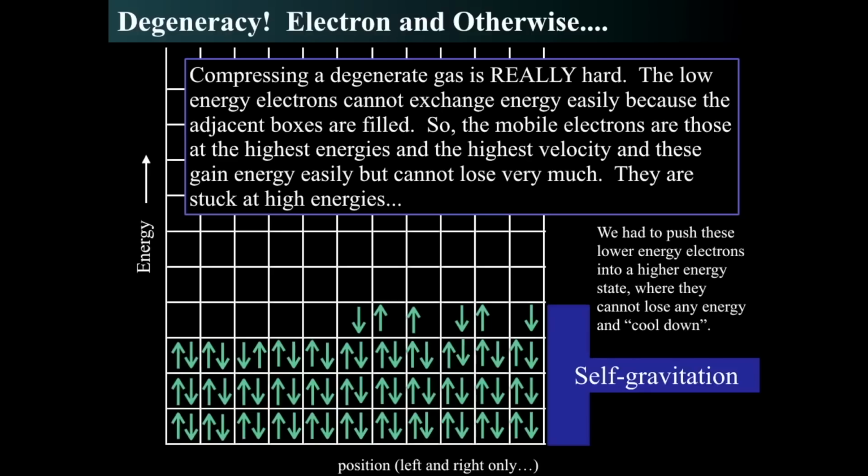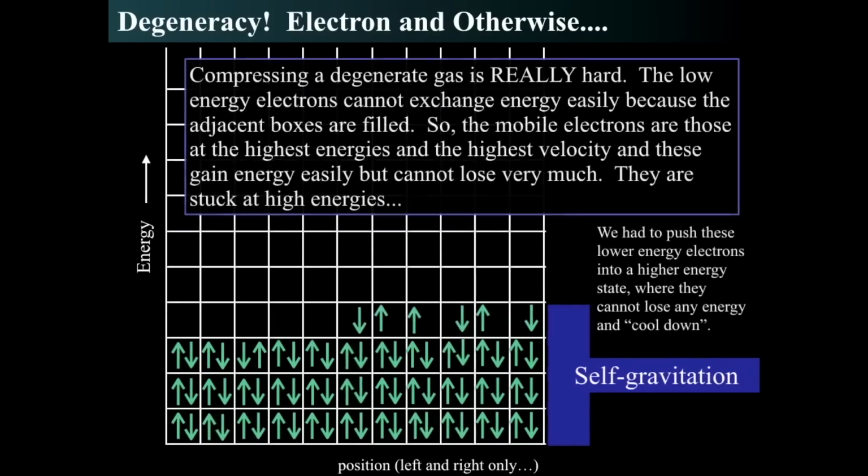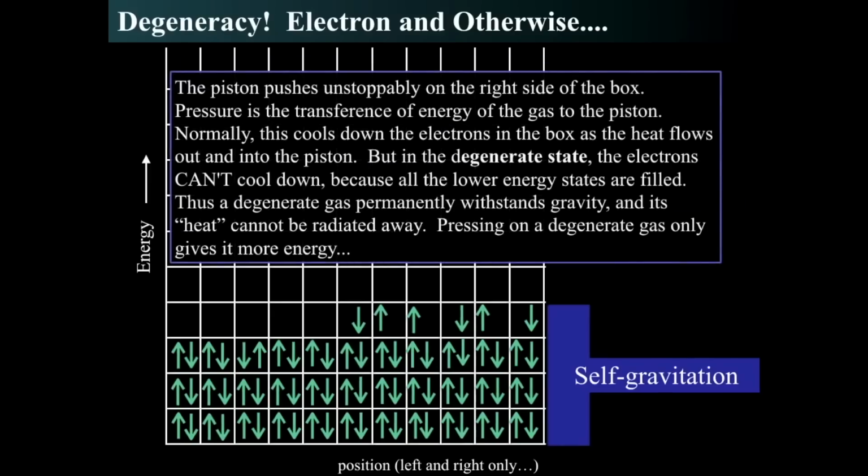And the energy is provided by the pressure due to the self-gravitation of all the electrons pulling on each other. So all these green arrows have mass. And because they all have mass, they're all pulling on each other. That's the self-gravitation of all these green arrows pulling on each other. All right, so that's what we mean by the self-gravitation. They pull together on each other. And this piston is unstoppable because it's gravity. It never ends. They can never cool down.